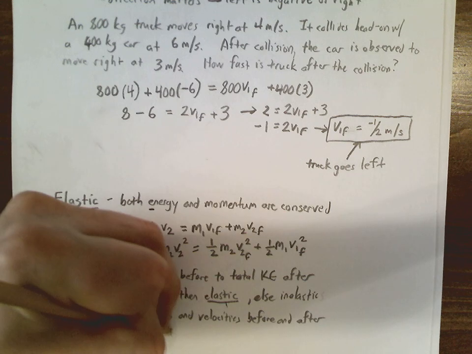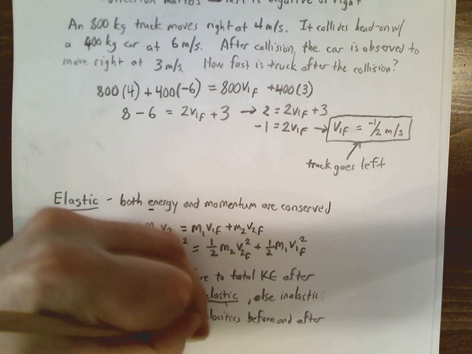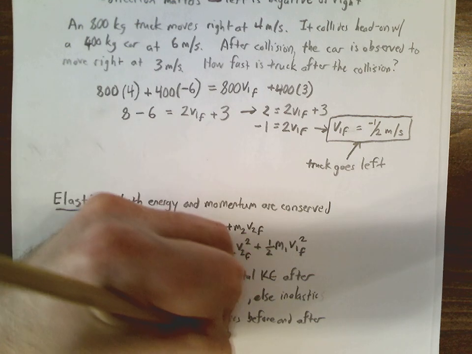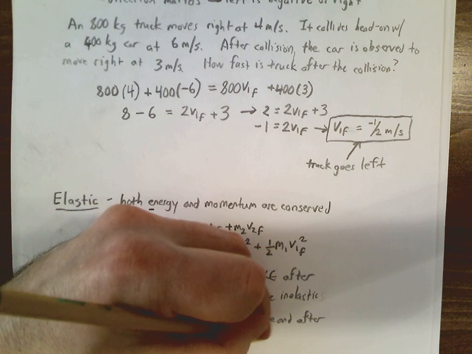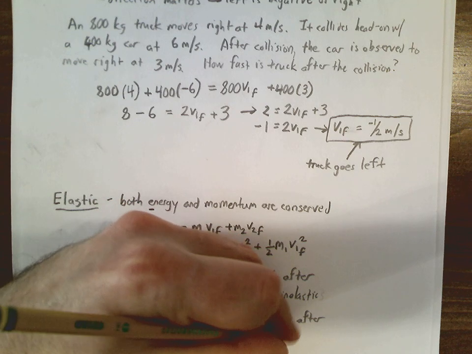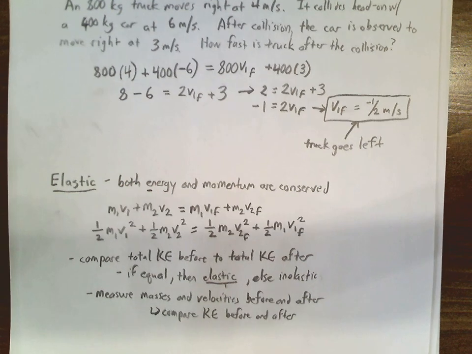And then compare kinetic energies before and after. So if you were doing an experiment to verify whether something was elastic or inelastic, you would find a way to measure the velocities before and after. You would use that to calculate kinetic energy. And then, if it's the same, you have an elastic collision. If not, you have a kind of boring old default inelastic collision.